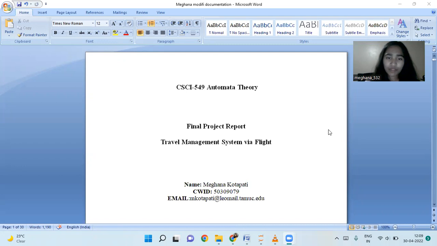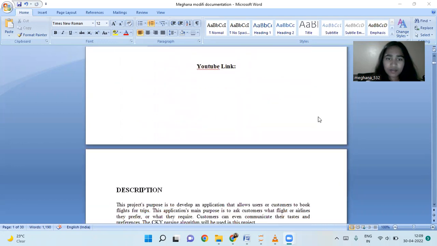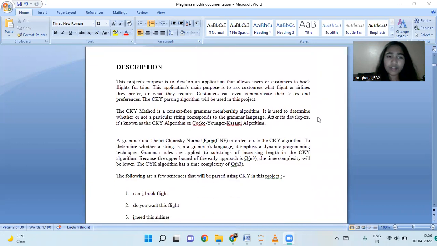This is my final project on Automata theory, a travel management system via flight. The project's main purpose is to develop an application that allows users or customers to book flights for trips. Customers can even communicate their tastes and preferences. The CKY parsing algorithm is used in this project.